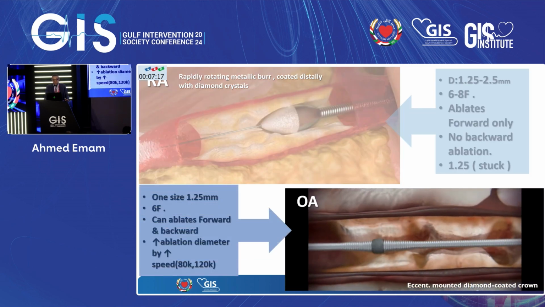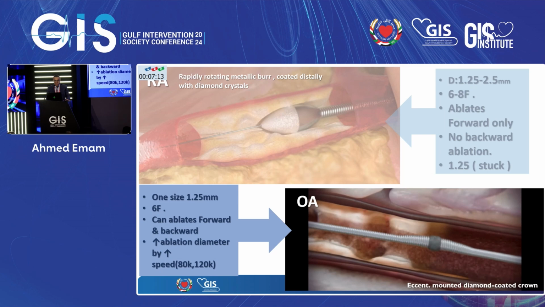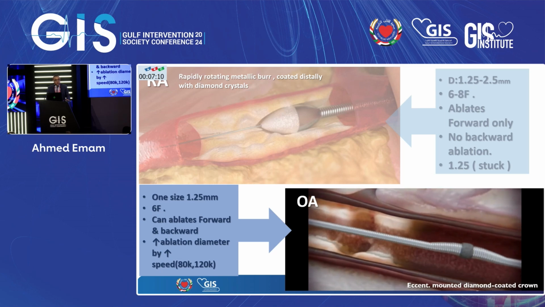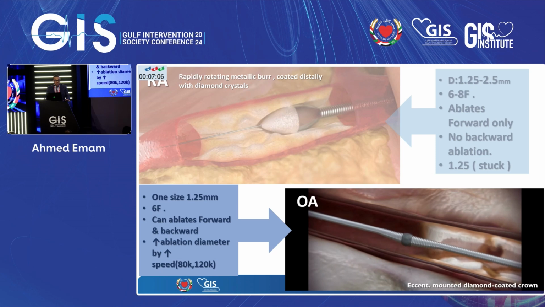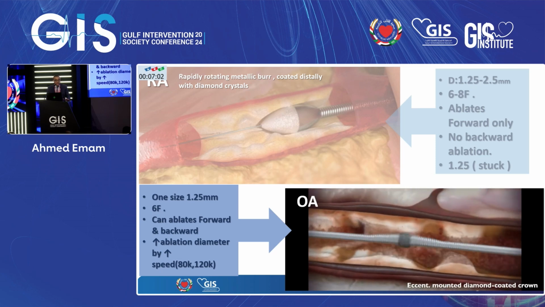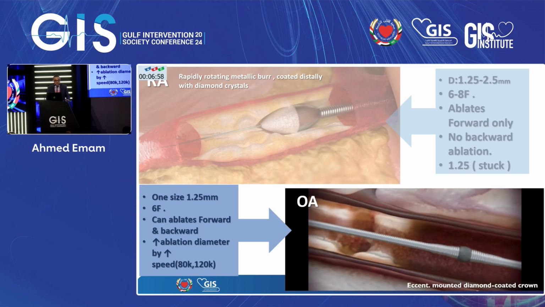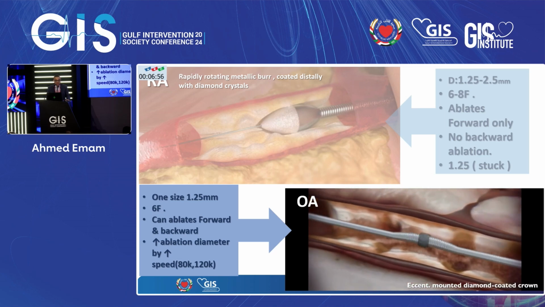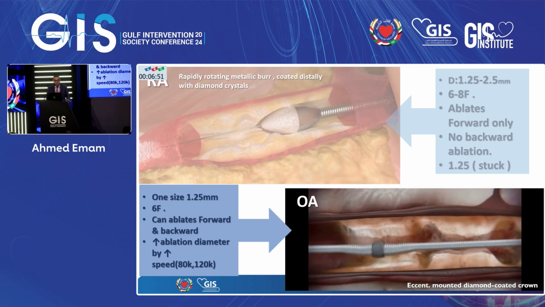For the orbital, the diamond-coated crown is eccentrically mounted. It comes only in one size, 1.25, over a 6 French guide catheter. It can ablate forward and backwards, and we can increase the ablation diameter by increasing the speed from 80 to 120 K. So for the orbital atherectomy, maybe one size fits all.